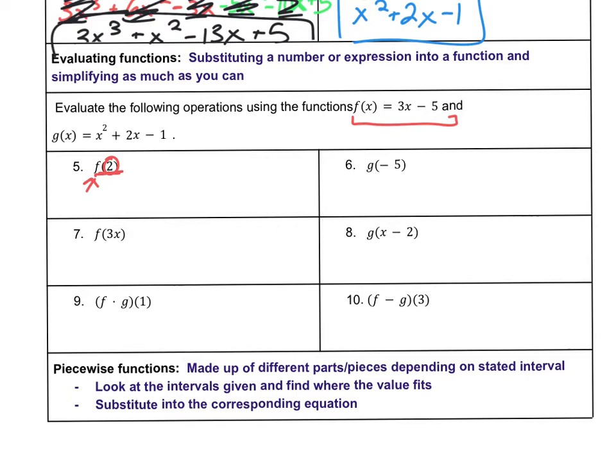So f of 2 just means I'm going to put in 2. I'm going to plug in 2 everywhere I see x, which is just that one time, and then simplify. 3 times 2 is 6, minus 5 is just 1, and that's my answer, okay? Go ahead and pause here and try to do g.